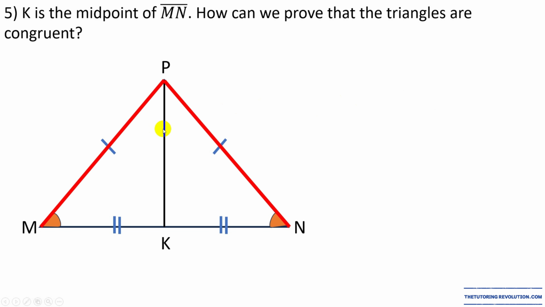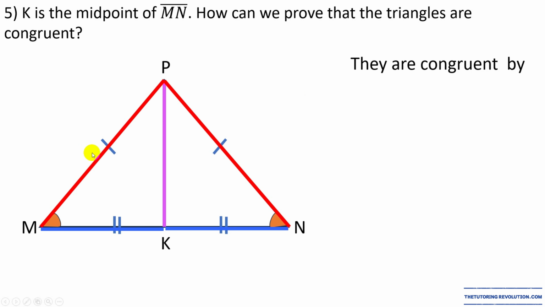So both triangles have this 1 tick mark side in common. They have this 2 tick mark side in common. And they have this side that is being shared by both of them, which is the same length for both of them. So these two triangles are going to be congruent by SSS, as both of them share the same 3 sides. And when I say share, I mean they have 3 sides that have the same length.